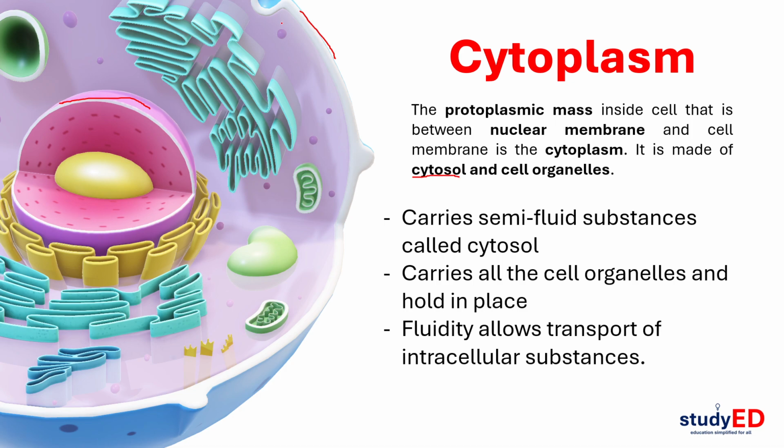The semi-fluid substance is called cytosol. And then all the cell organelles are held by it. And the fluidity of the cytoplasm allows the transport of intracellular substances. We saw earlier the cytoplasmic framework that comes in the cytoplasm. All organelles are present in it. Cytoplasm, simple.